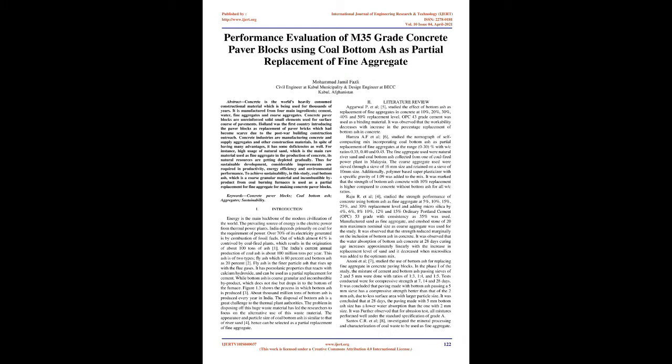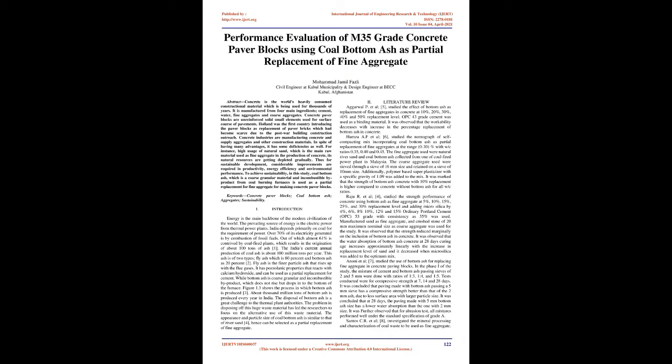It is manufactured from four main ingredients: cement, water, fine aggregates, and coarse aggregates. Concrete paver blocks are unreinforced solid small elements used for the surface course of pavements. Holland was the first country to introduce paver blocks as a replacement for paver bricks, which had become scarce due to the post-war building construction outreach.